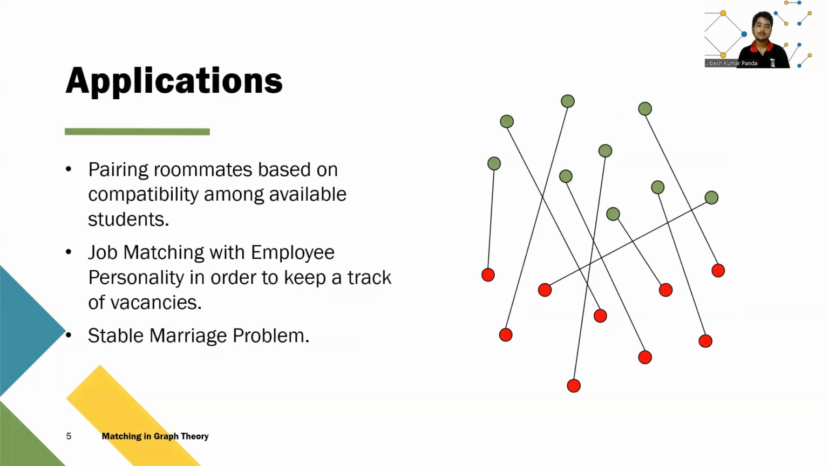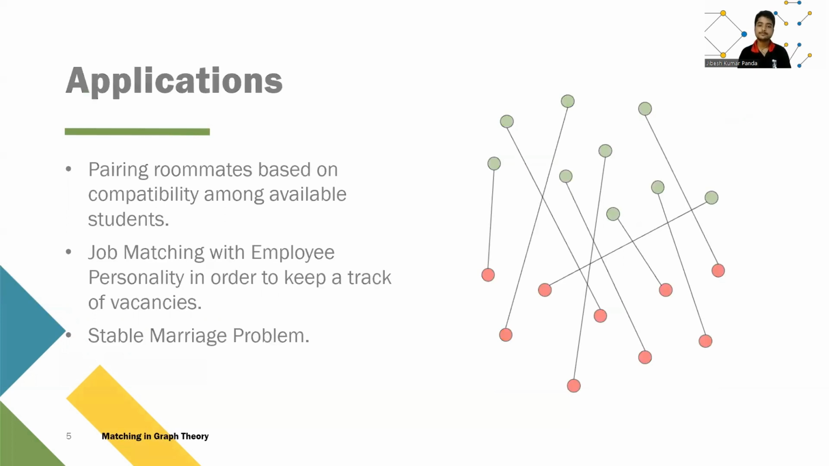Moving forward, we have some applications of matching. Means we have some students in a university and they will be paired up with respect to their compatibility with each other. This is a problem of matching. And also the matching of jobs with employees based on the employee's personality and interests is an example. The stable marriage problem is a huge problem that is based on matching, which can be discussed in another video.